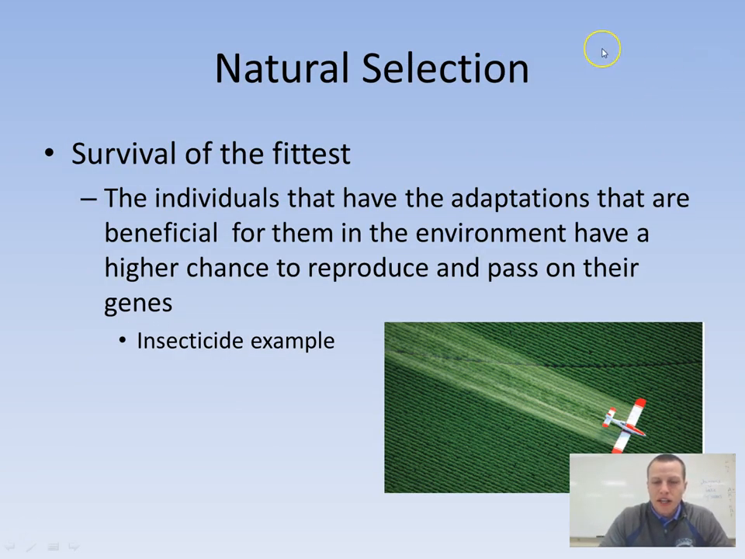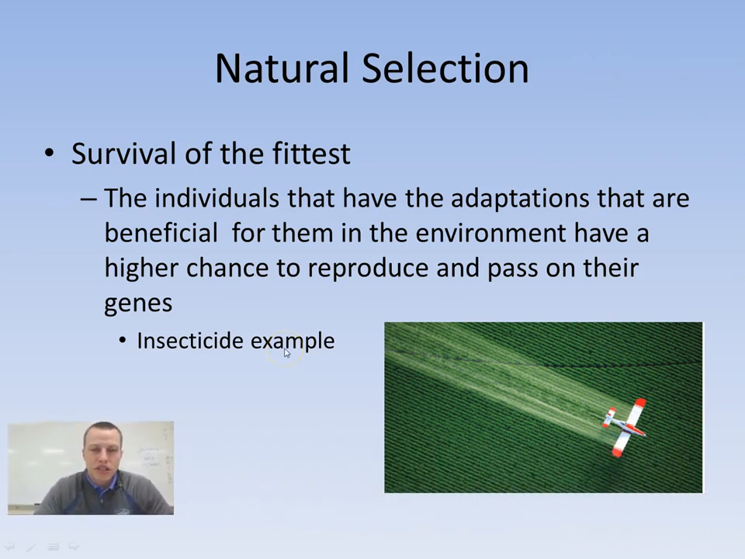All right, so going on here, we did touch on this a little bit in the last section. Natural selection, what it is, is survival of the fittest. So the adaptations that are beneficial to that environment have a higher chance to reproduce and pass their genes on to the next offspring. It's just those adaptations, those characteristics that suit the environment best, that will have a better chance to reproduce and pass on their genes.